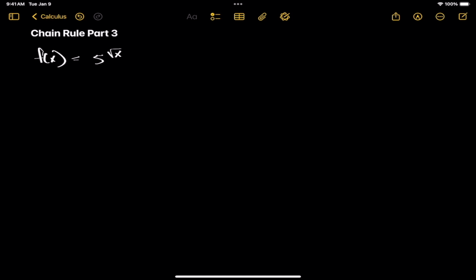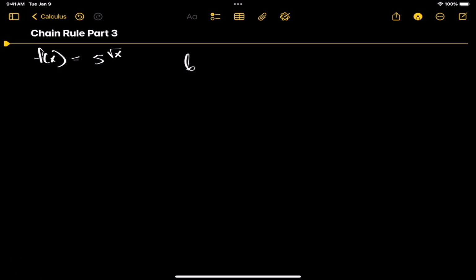All right, so let's do part three here of using the chain rule. And the first problem we have here is f of x is equal to 5 to the power of the root of x, or the square root of x. All right, so this one's a little different. When we have a constant to the power of a function, we have this rule here.